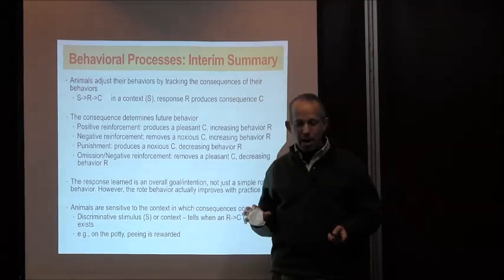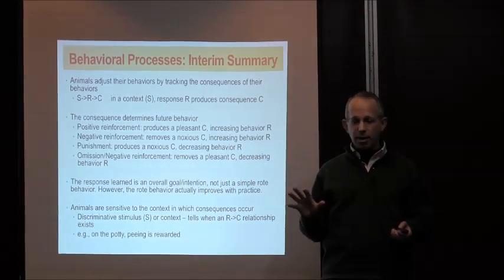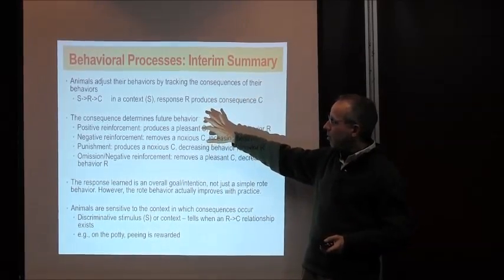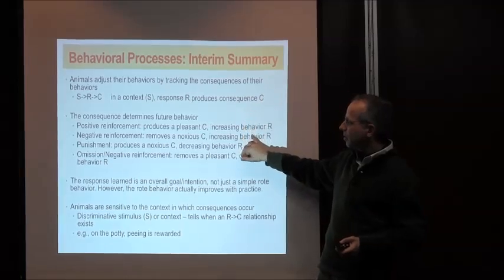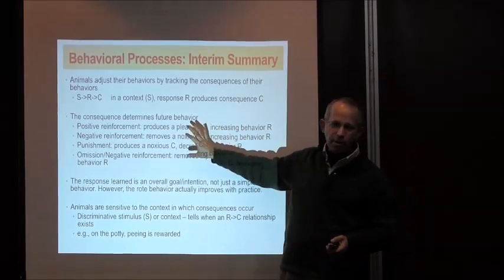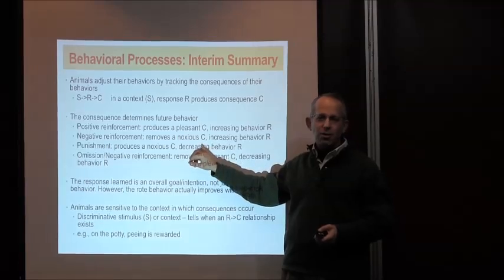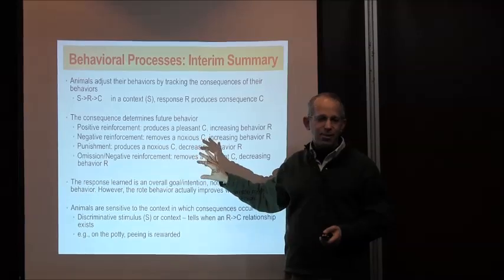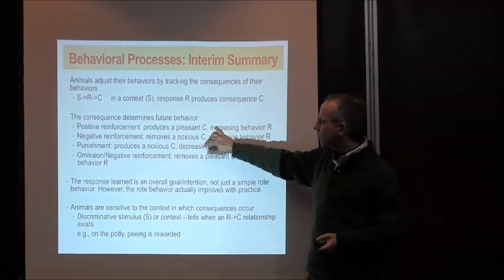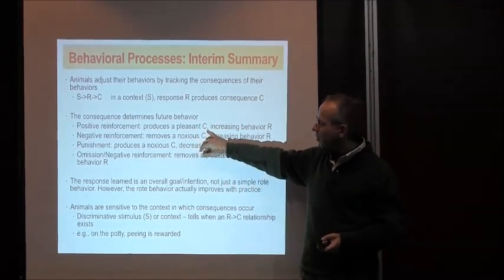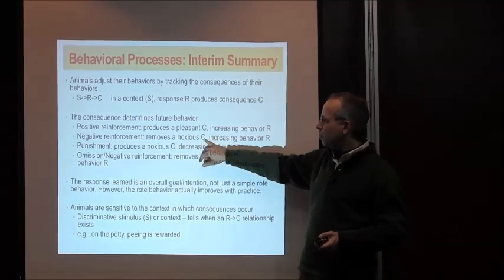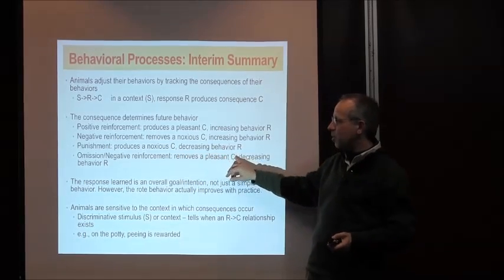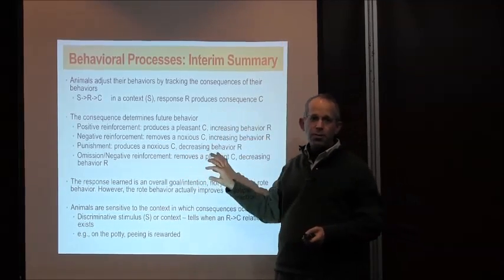So let me just summarize. So, interim summary of the behavioral processes in operant conditioning. You should know that animals adjust their behavior by tracking consequences of behaviors. The SR, actually this should be outcome, not C. Okay, so there's a bit of an error in the slides here. The terminology is often, some people talk about O as outcome, some talk about C as consequence. These slides have a typo in that they mix them. So it should really be the outcome or the consequence. So it produces a pleasant outcome, increasing behavior. Remove a noxious outcome, increases behavioral response. Punishment, producing a noxious outcome, decreases behavior, and so on and so forth. So we'll go through some of these again.